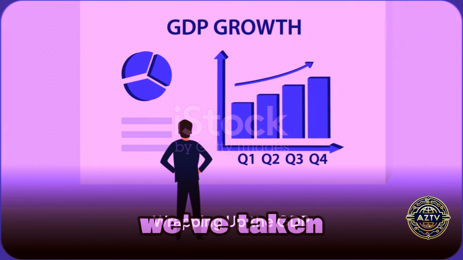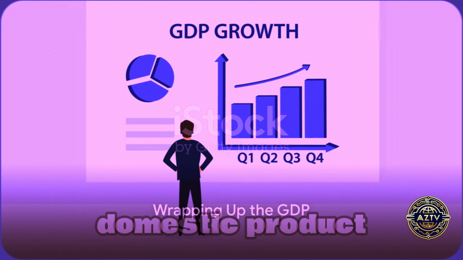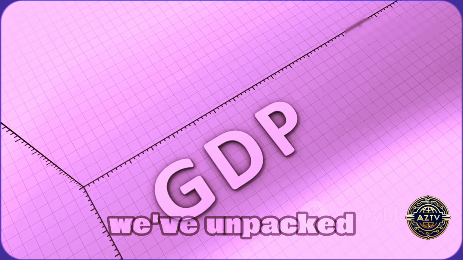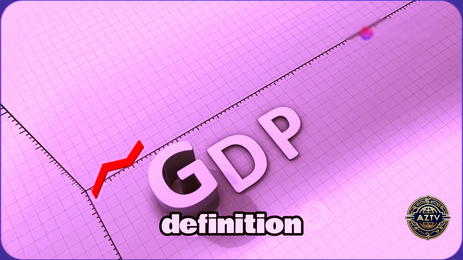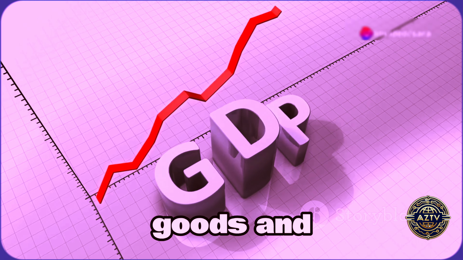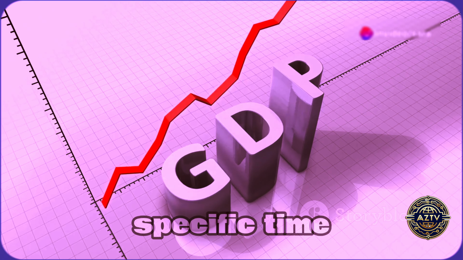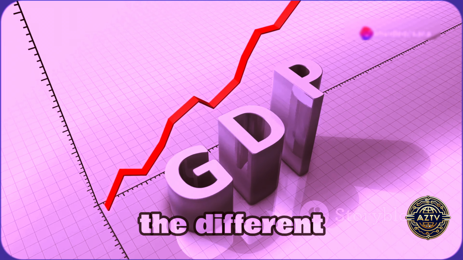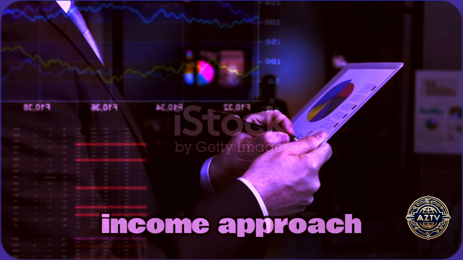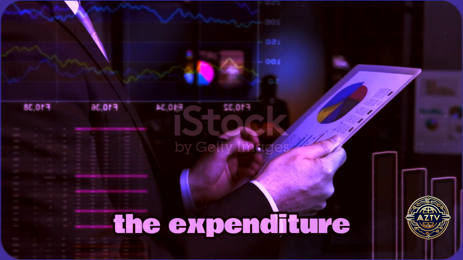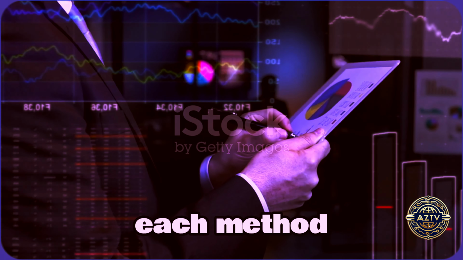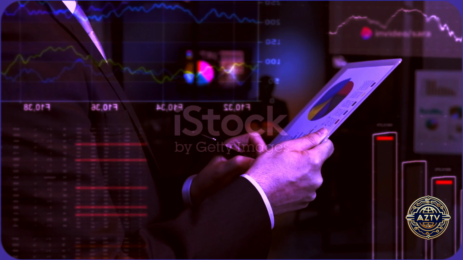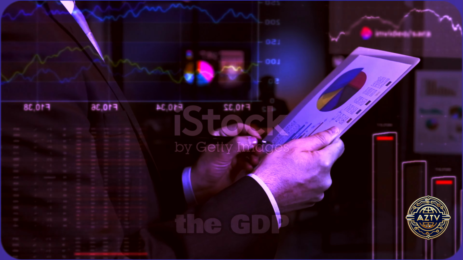To wrap it all up, we've taken a deep dive into the world of gross domestic product, or GDP. We've unpacked it from its basic definition, a measure of the total value of all goods and services produced by a country in a specific time period. We've explored the different ways it's measured through the income approach, the production approach, and the expenditure approach. Each method offering a different perspective, yet all converging to give us the GDP.